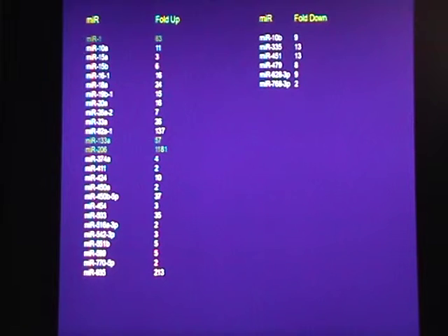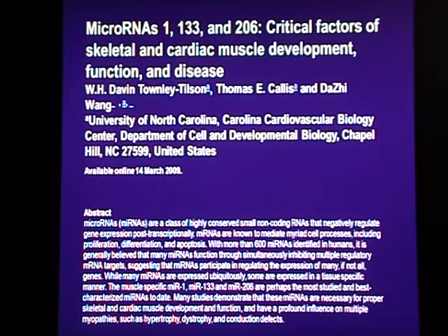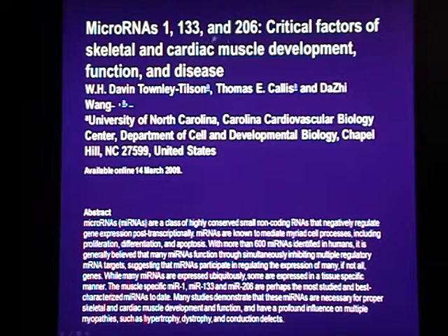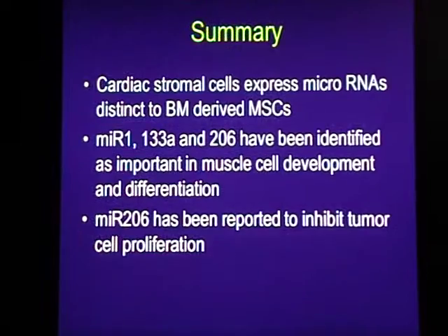We also looked at microRNAs, and in this slide you can see a number of microRNAs were overexpressed in the cardiac stroma compared to the bone marrow stroma. MIR1, MIR133A, and MIR206 were two that were very highly expressed in cardiac stroma compared to bone marrow stroma. Of interest, when we look at the function of these particular microRNAs, they've been described as critical factors in skeletal and cardiac muscle development, so this would be consistent with a cardiac-derived stromal cell versus a bone marrow stromal cell.